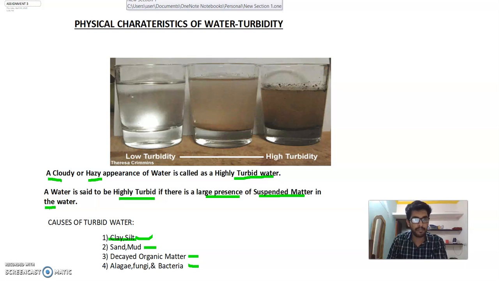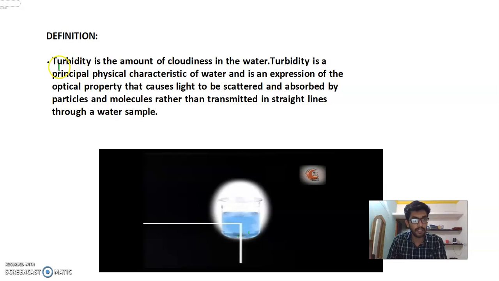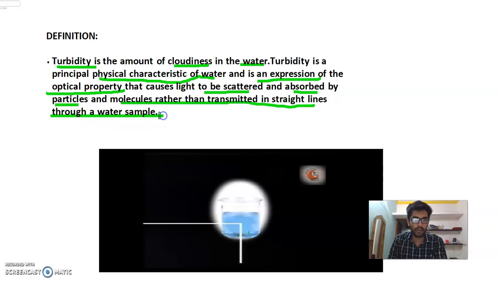So now let us understand the basic technical definition of the term turbidity. Turbidity is the amount of cloudiness in the water. Turbidity is a principal physical characteristic of water and is an expression of the optical property that causes light to be scattered and absorbed by particles and molecules rather than transmitted in straight lines through a water sample. So this definition looked a bit clumsy and a bit confusing. So I'll explain it to you in simple words.